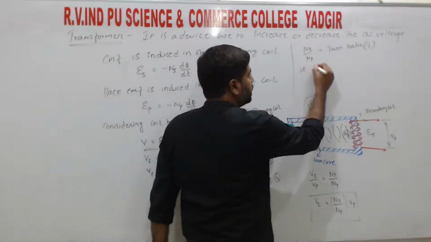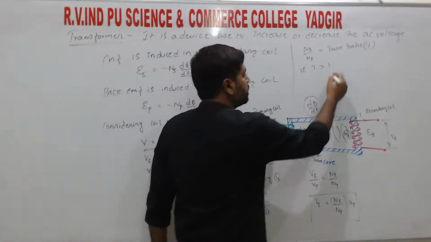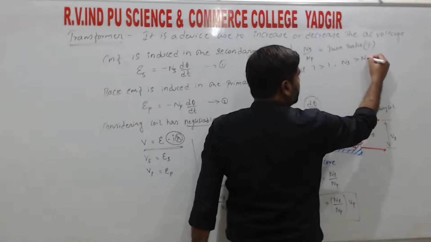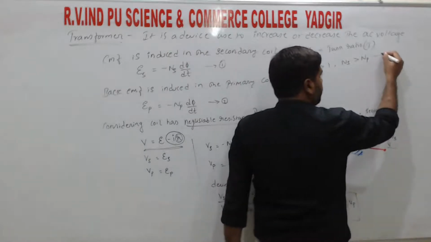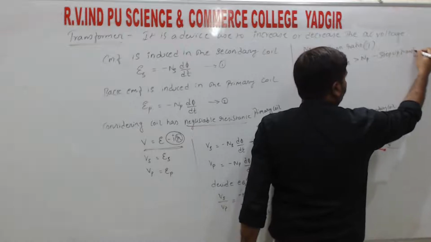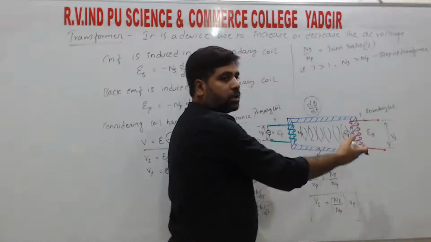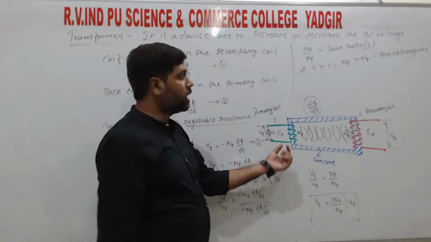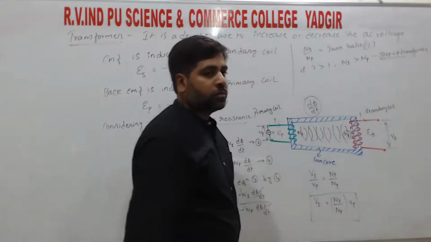So if T is greater than 1, so turn ratio value is greater than 1, that means Ns value, number of turns in the secondary coil, is greater than number of turns in the primary coil, then that transformer we call as step up transformer. So if the number of turns in the secondary coil is more and the number of turns in the primary coil is less, then that transformer we call a step up transformer, right?